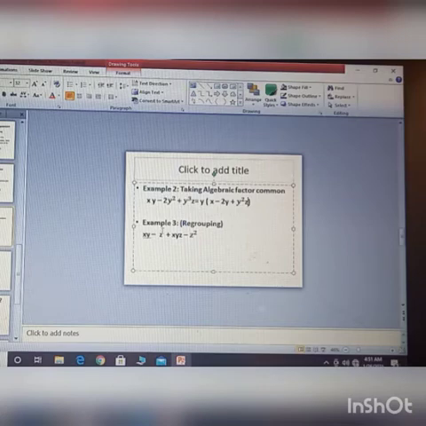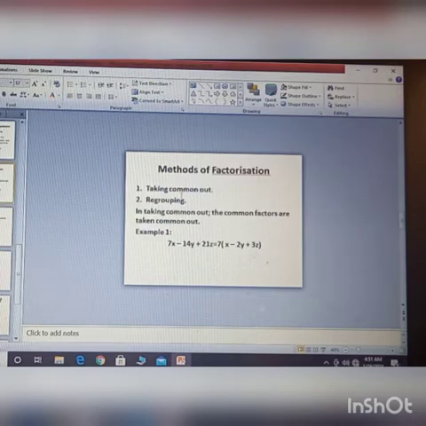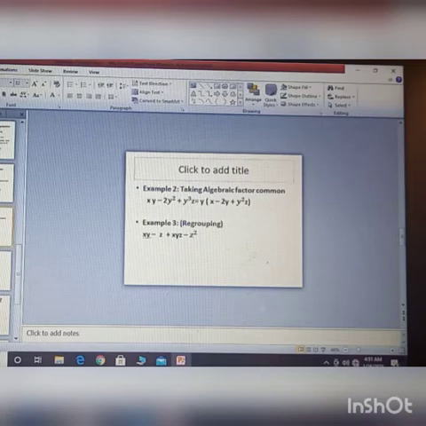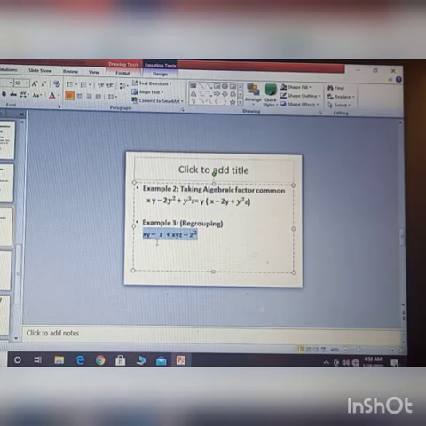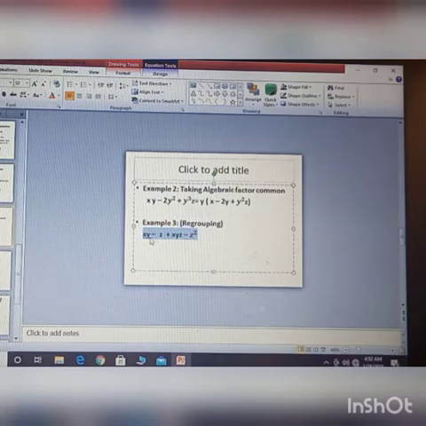Now in example 3, I will show you the second method, that is regrouping. As I told you earlier, there are basically two methods which I am going to explain today. So right now I am going to explain the second method, regrouping. Whenever any expression is given to you, see this highlighted expression. Firstly, we will always try to apply the first method, that is taking common out. Does it work here? If it is not working, then you will look for the other method.